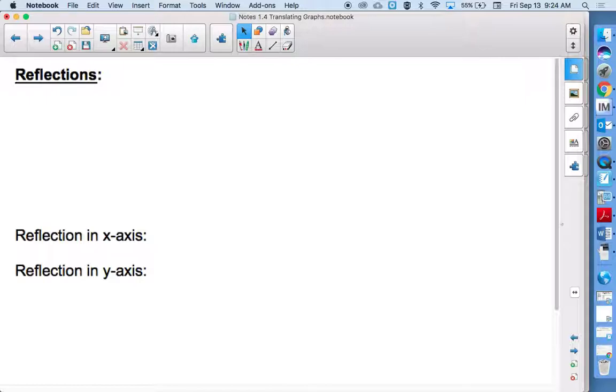So how would you describe a reflection? What does a reflection do to the graph? Connor or Colin? Sorry. Like it moves across one of the axes. Yeah, he said it moves it across the axes. What else could you say besides moving it across the axes? What other word could you use for reflection?